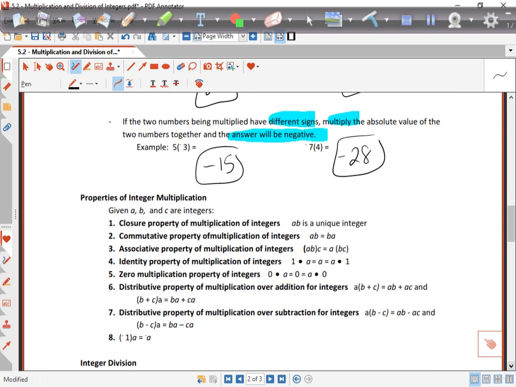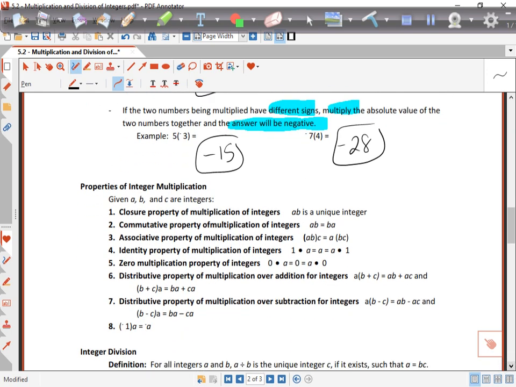All right, then we've got our properties, which should look familiar. Closure property, if you multiply 2 integers, you get an integer back. Commutative, where you can switch the order. Associative, where you can switch parentheses. Identity is where we can multiply by 1. The zero properties, where when you multiply by 0, you get 0.